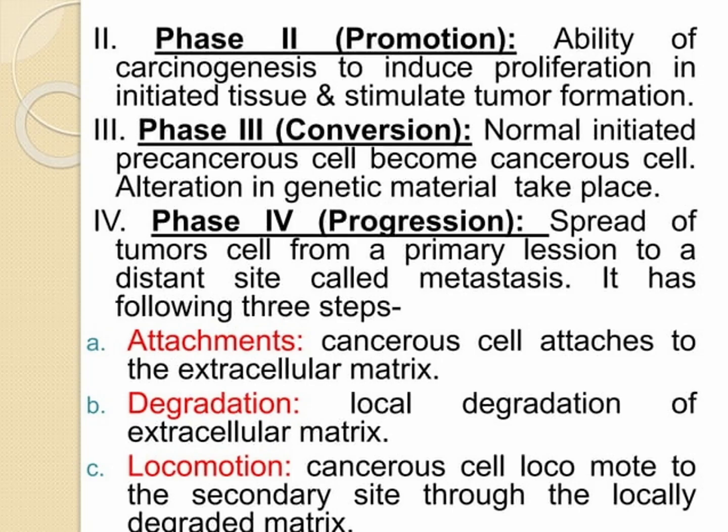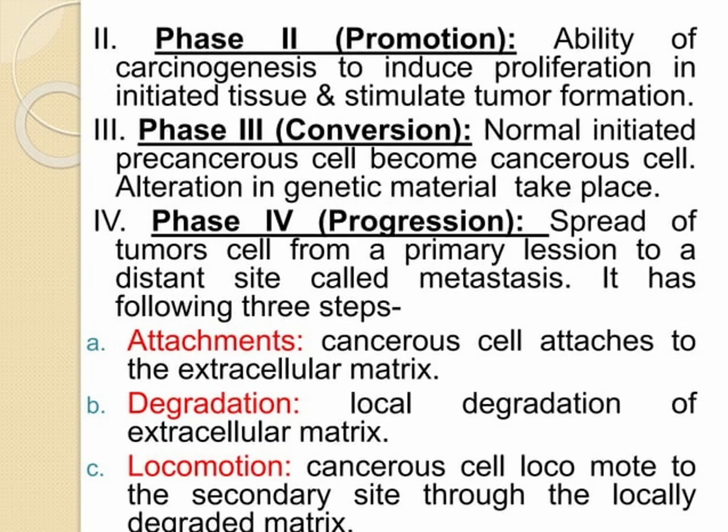And phase 4 is the progression phase. It is the spread of tumor cells from a primary lesion to a distant site, called metastasis. It is the metastasis phase. It is a progression phase. It is the spread of tumor cells from the primary lesion to a distant site. It has 3 steps: attachment, degradation, and locomotion.